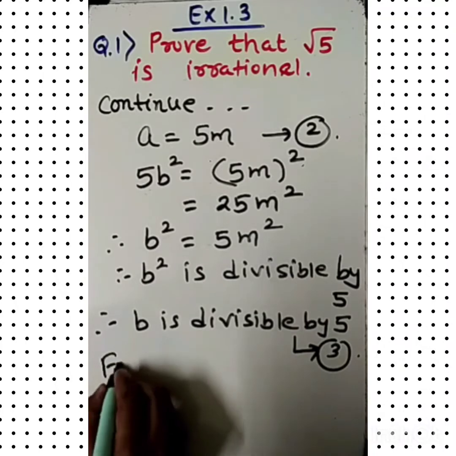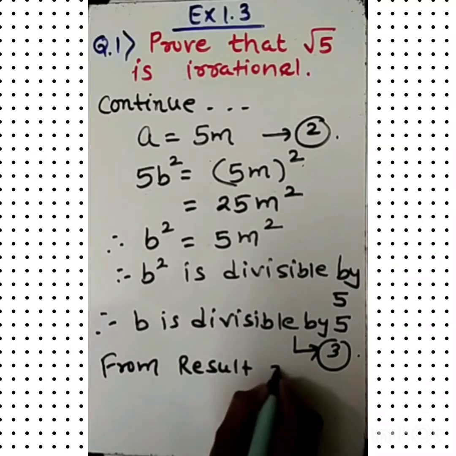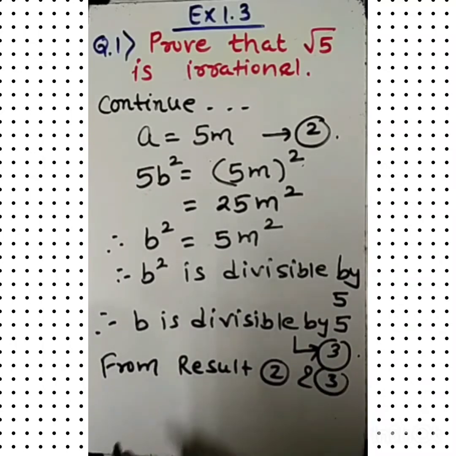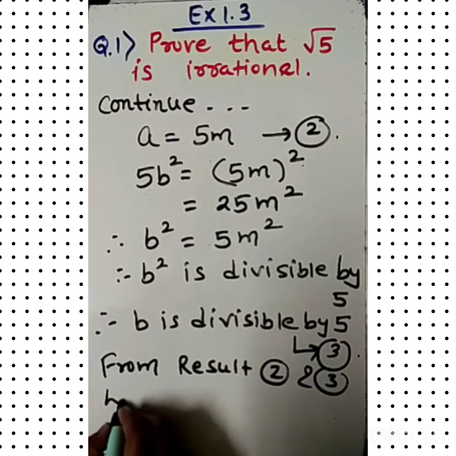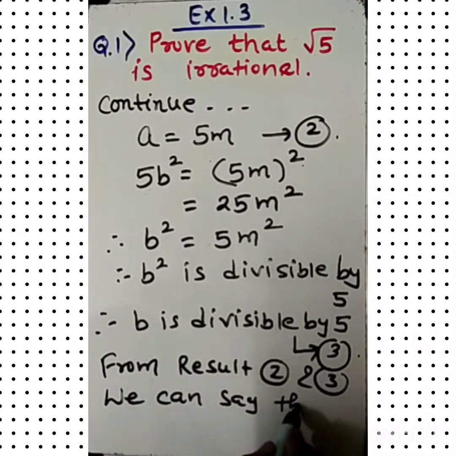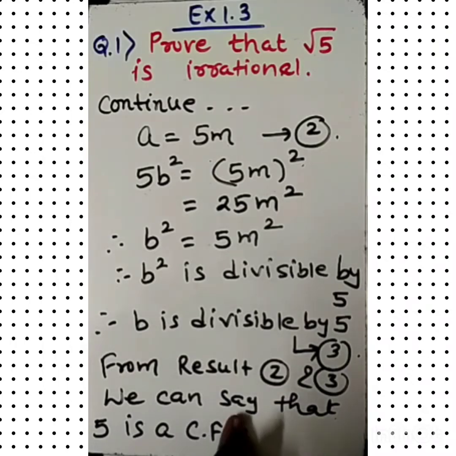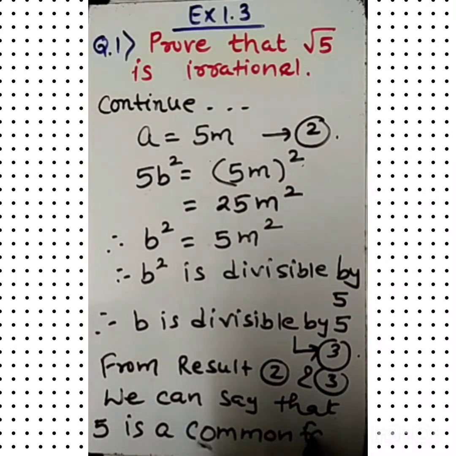From result 2 and 3, we can say that 5 is a common factor of a and b both.